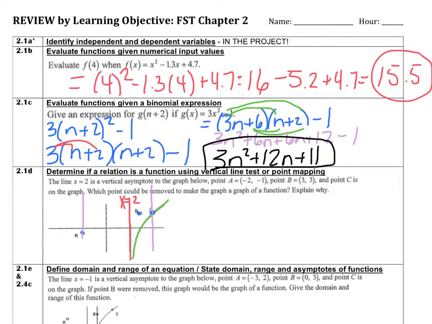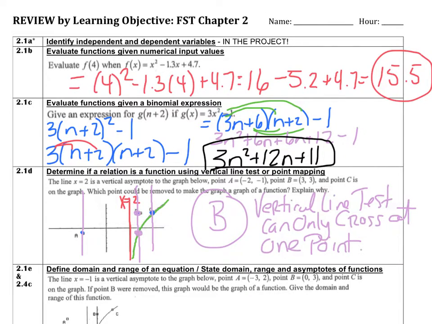And over here, by the way, a vertical line would cross just one point. Where it would fail is this line right here. Here it hits point B and it hits the green graph. So what you'd have to remove is point B. So the reason why to pass the vertical line test, you can only cross at one point, which is what I said right here.